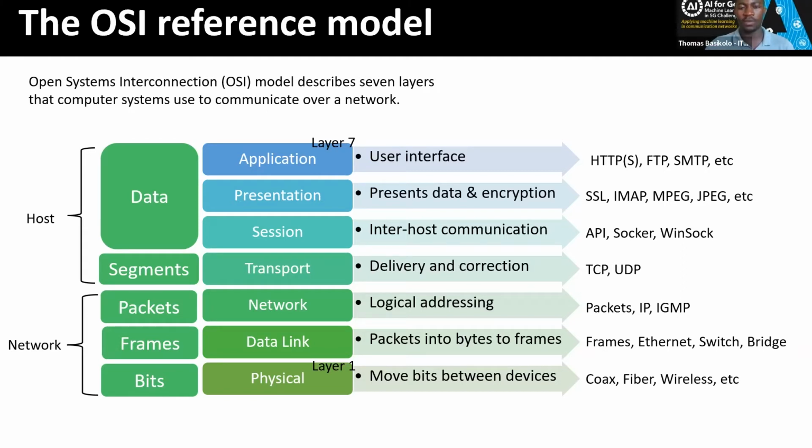HTTP is for web browsers. If you're using Chrome or Safari or Firefox, it uses the HTTP or HTTPS protocol. FTP is for file transfer, if you are transferring maybe your photos or music. And SMTP, simple mail transfer, is for mail, if you are using Outlook or Gmail or whatever.